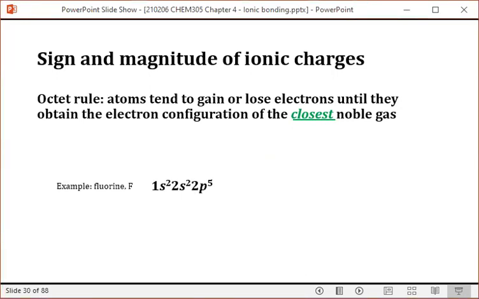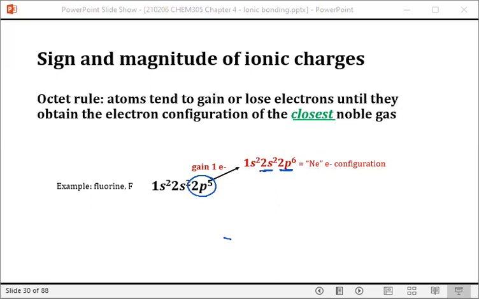Okay, let's do another one. So we have fluorine. Its electron configuration is 1s2, 2s2, 2p5. So fluorine could gain 1 electron. And its new electron configuration, if it gained 1, would be 1s2, 2s2, 2p6. And if we check that it meets the octet rule, by gaining 1 electron, it added an electron to its 2p5 orbital, so 2p5 turned into 2p6. So it has 8 electrons in its highest energy orbitals, 8 electrons, so it meets the octet rule.